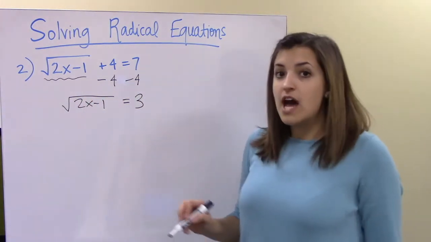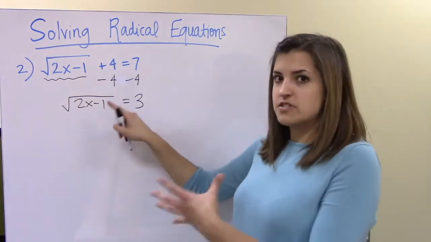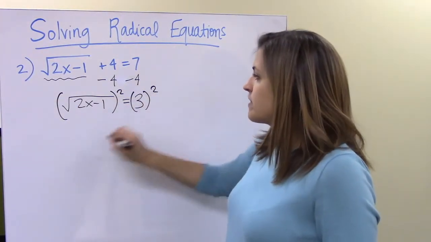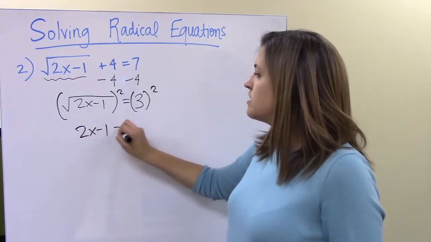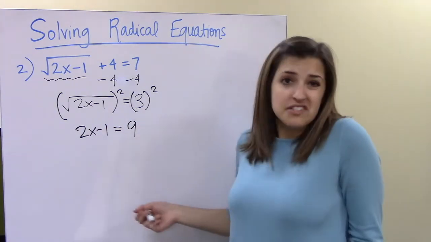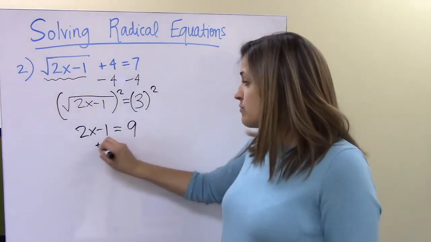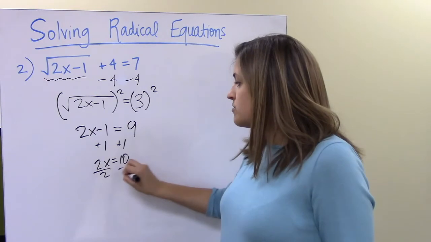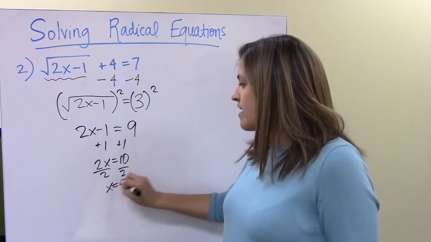and I get the square root of 2x minus 1 equals 3. Now I have this square rooted thing on this side. So I'm going to square both sides to get rid of it. And I get 2x minus 1 equals 9. And now this is just a two-step equation. I'm going to add 1 to both sides. I get 2x equals 10. Divide by 2, and I get x equals 5.